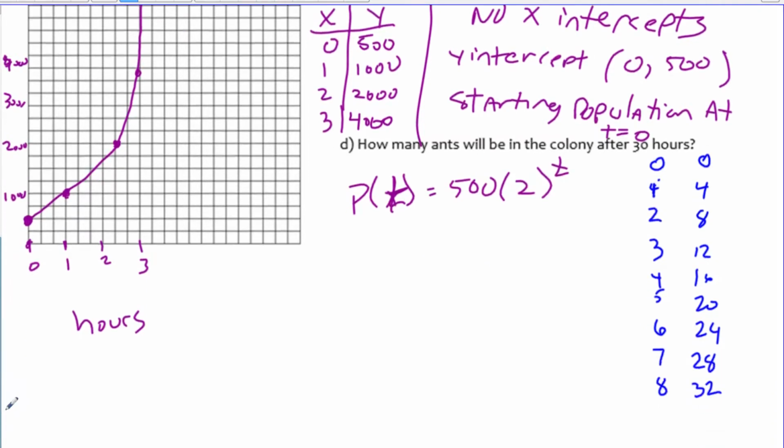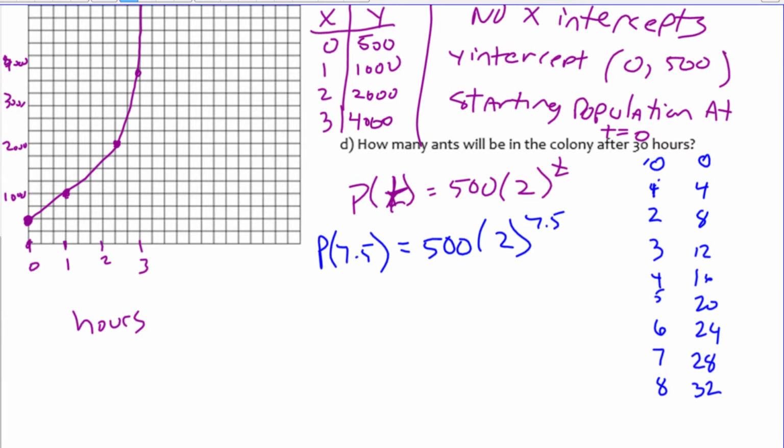Okay, so now I'm saying when my t-value is 8, I'm at 32 hours. When my t-value is 7, I'm at 28 hours. I don't need either of those. I need something right in between those. So I need, it looks like 7.5 as a t-value, and that would put me exactly halfway between 28 and 32. Okay, so you have to be careful with these inputs. Okay, we're going to say in this case p of 7.5 equals 500 times 2 to the 7.5, right? So again, just be very, very careful with that.